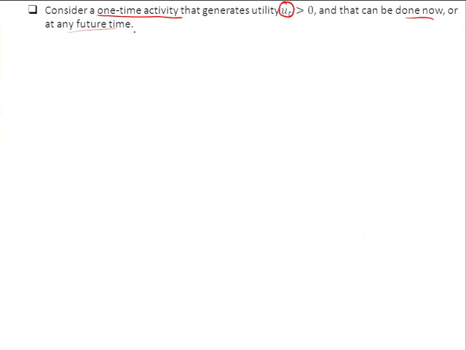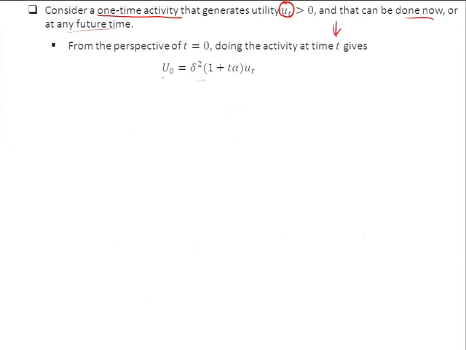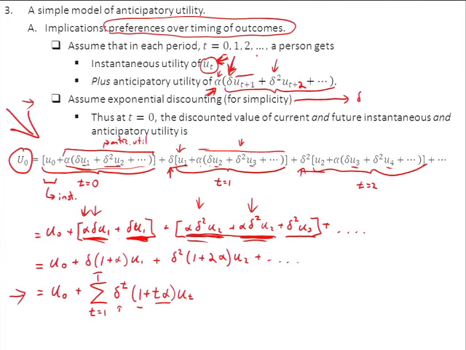From the perspective of t equals 0, doing the activity at some time t, now or later, gives you this much utility. So this is big U of doing it at some time t. So we're taking that big summation from the last slide, and we're just taking out one term, which is the term from the period when you actually do it, because all the others are going to be zeros. Yeah, Yago.